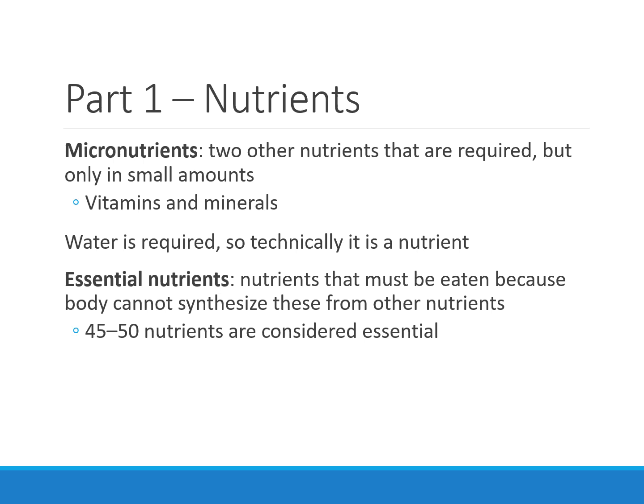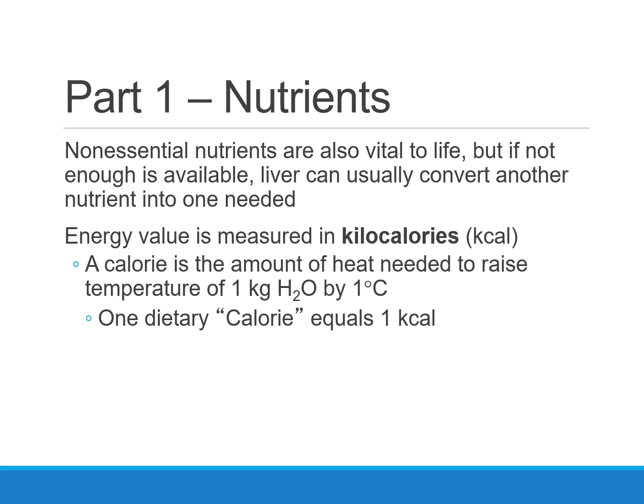So micronutrients are the other nutrients that are required but only in small amounts. There are two of these micronutrients. They are considered vitamins and minerals. Water is also required. It's technically a nutrient, although we don't get any calories off of it. Essential nutrients are those that have to be consumed because we cannot synthesize them from other nutrients. There are 40 to 50 nutrients, meaning vitamins and minerals and those kinds of things, that are considered to be essential. Non-essential are those that are also important for life, but if they're not available, our liver has the ability to convert another nutrient into one.